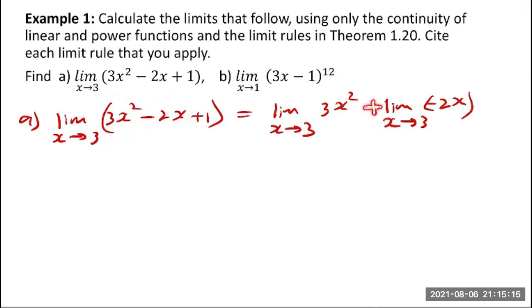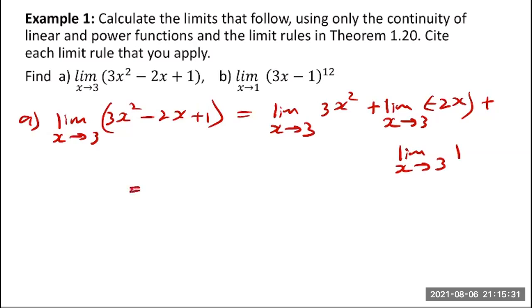Here you should have a plus sign, of course, and then plus the limit as x approaches 3 of 1. My last term is 1. Okay. Now we can calculate these individual limits again.